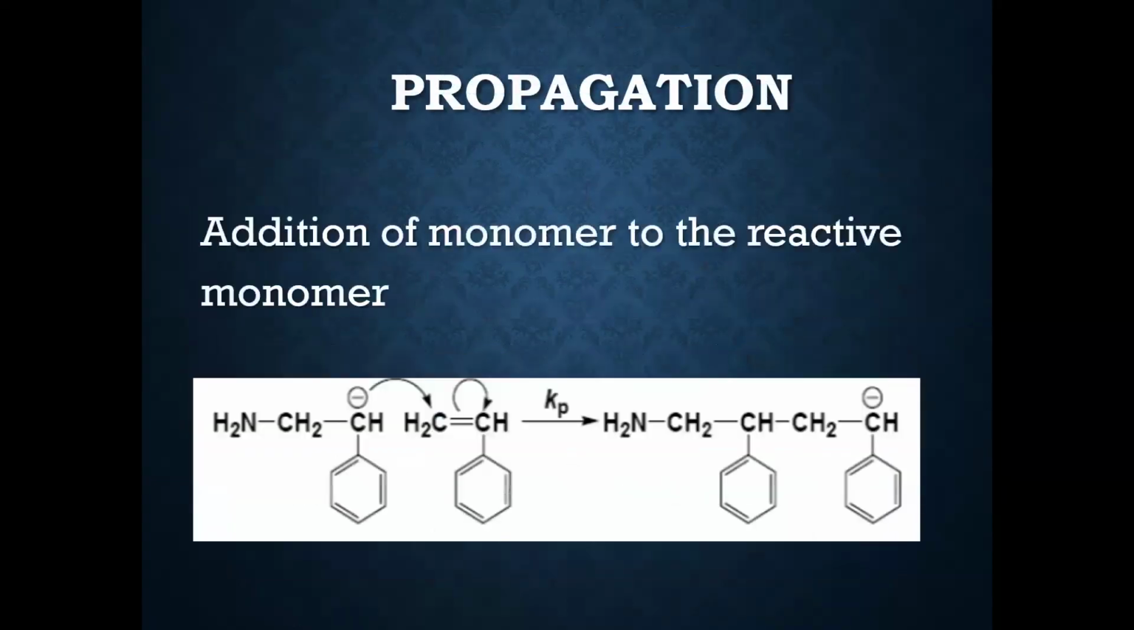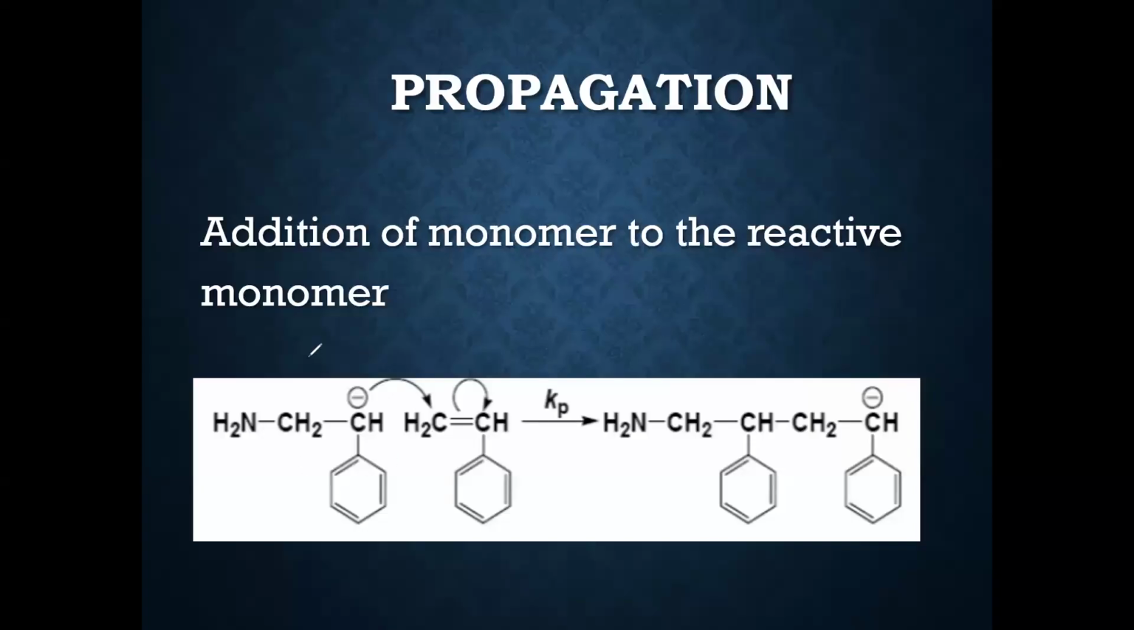Propagation is the longest step in the reaction. If we talk about timing, propagation will take the longest time because the polymer is growing, so it will take a long time. In propagation, more monomers will be added to the reactive monomer, and the chain stays reactive, accepting more monomers and continuing to grow. The length of the chain is increased in this step.